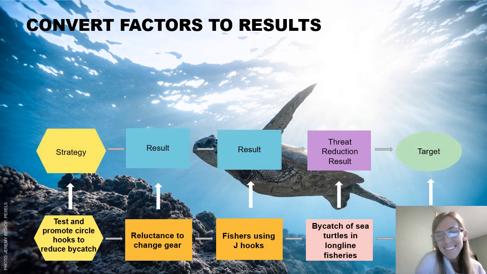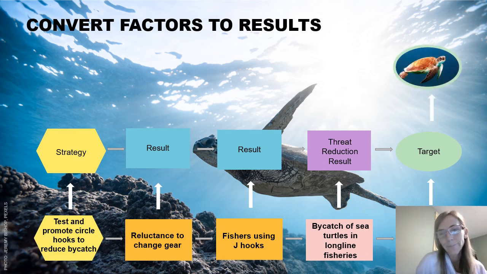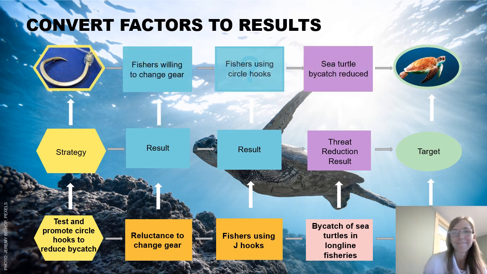And this gives us a sense of some of the symbology that we see with the open standards that is iterative, how we reflect targets, how we identify threats, how we look at our strategies and results. This really shows us how we can complete that cycle and what we hope that the future actions will be once the strategy is then implemented, and that we'll see fishers using circle hooks and fishers willing to change their gear.